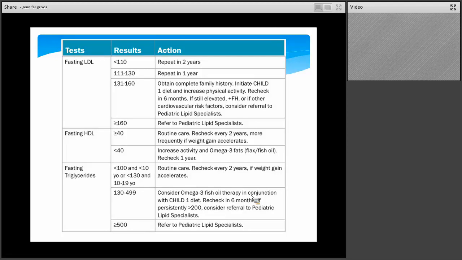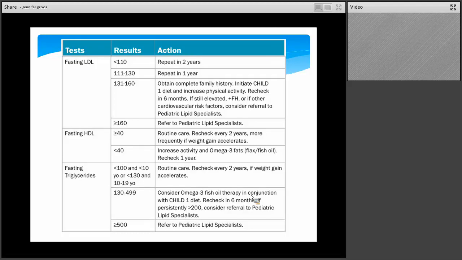Additionally, looking at the fasting HDL, this is a common lab abnormality that I see when I'm screening children. Many times that HDL is low, and that's the good cholesterol. If it's normal, we provide routine care and recheck every 2 years. We want that HDL above 40, and we check it more frequently if we see that weight gain is accelerating. And if the fasting HDL is low, we increase the activity for that child and consider adding omega-3 fatty acids such as flax or fish oil, and then recheck it again in a year.